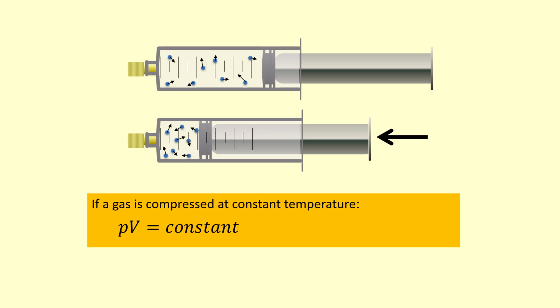And we can do some maths with it to figure out pressure and volume. We can also write it in this form, P1V1 equals P2V2. P1 is the pressure at the start and V1 is the volume at the start. P2 is the pressure afterwards and V2 is the volume afterwards. So let's practice using this equation.